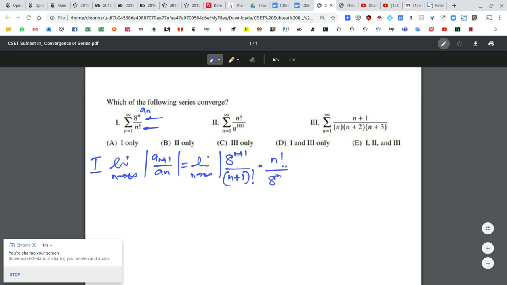I'm doing this to make my job easier. I'm skipping a step basically. But if you were to divide by a_n and you multiply by the reciprocal, this is what you end up with. The next step, I'm going to pair these terms. I'll have 8 to the power of n plus 1 over 8 to the power of n, and then I have n factorial over (n plus 1) factorial.